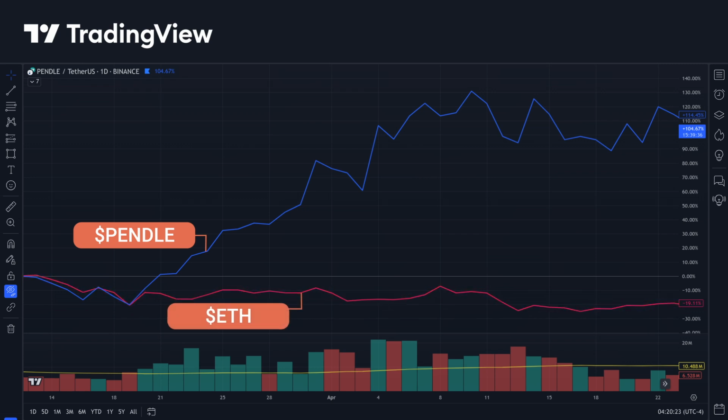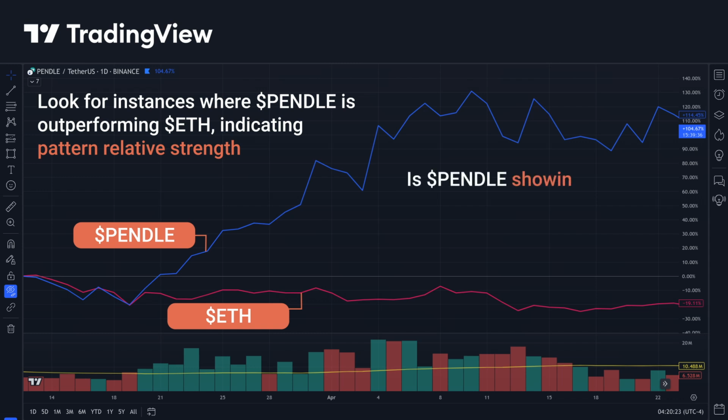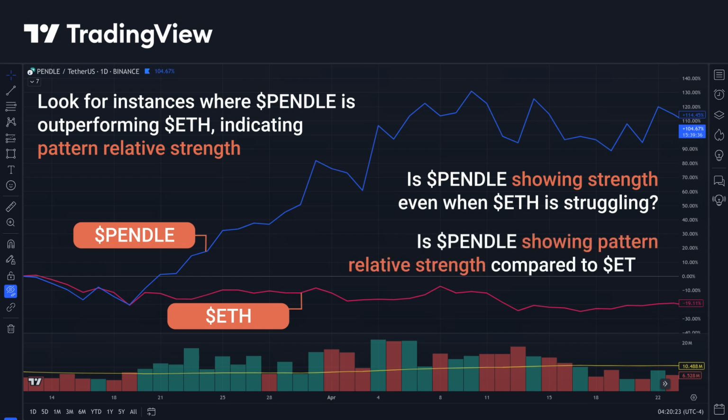So first, analyze the chart and look for instances where Pendle is outperforming ETH, indicating pattern relative strength. Consider the overall trend of both Pendle and ETH. Is Pendle showing strength even when Ethereum is struggling? Formulate your answer. Is Pendle showing pattern relative strength compared to Ethereum? So pause your video now and take a moment to complete the exercise. Once you've finished your analysis, resume the video and we'll discuss the answer together.